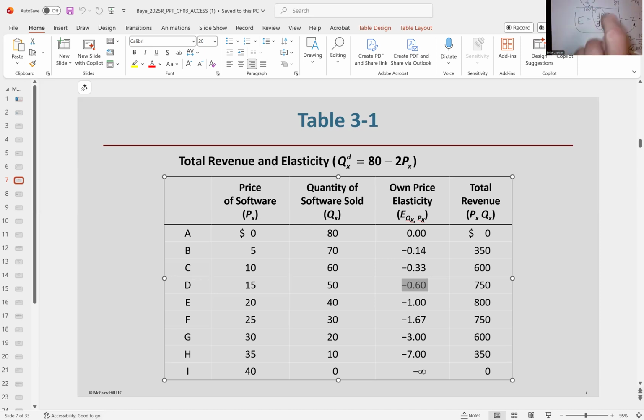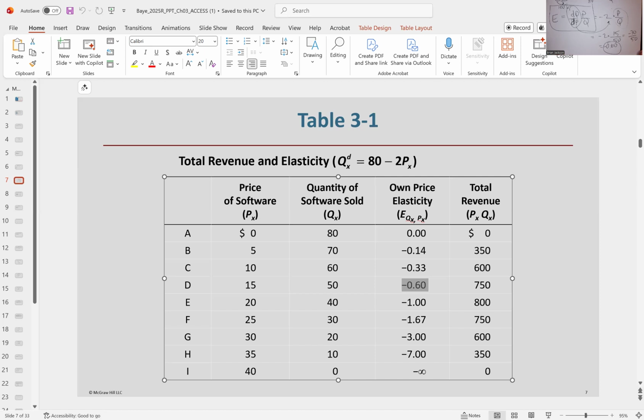This is the derivative of Q, the demand function, with respect to P. So just strip that exponent or this coefficient off here. It's a negative 2, P over Q. And so this thing is going to change as you move down the demand curve.